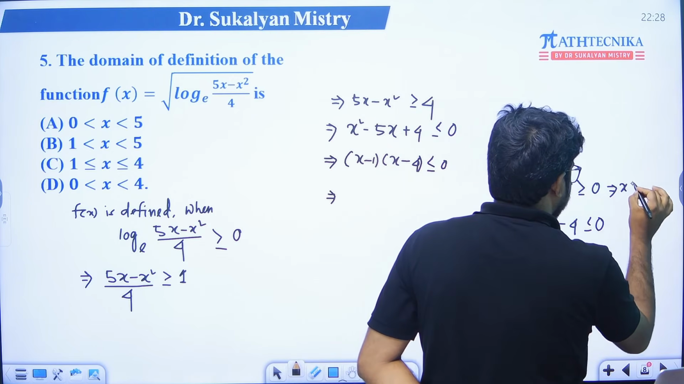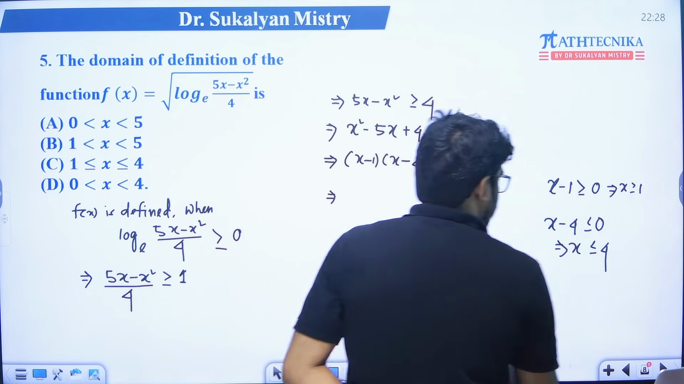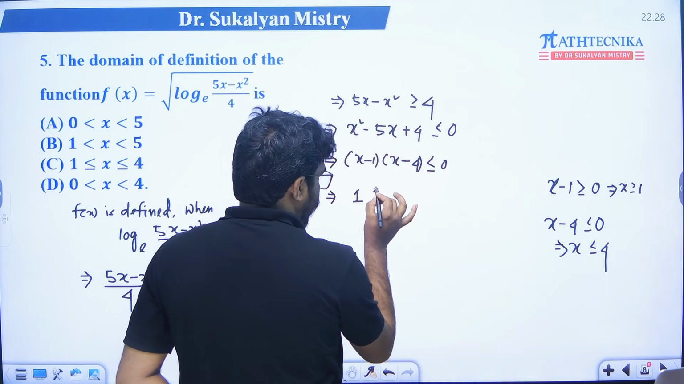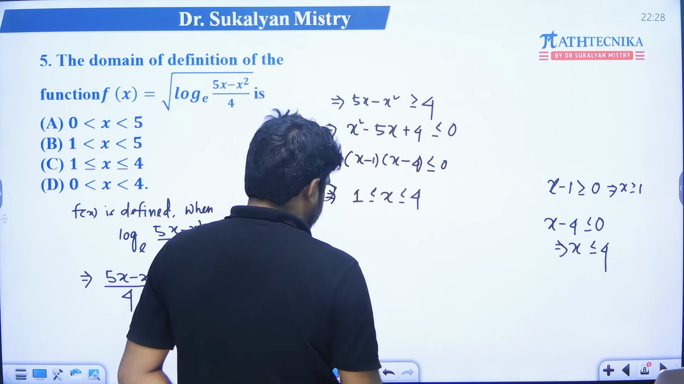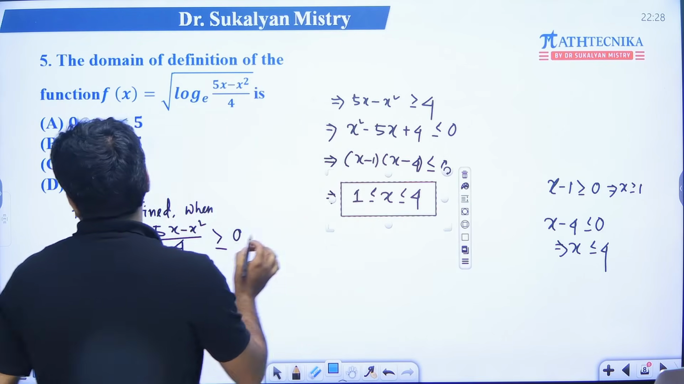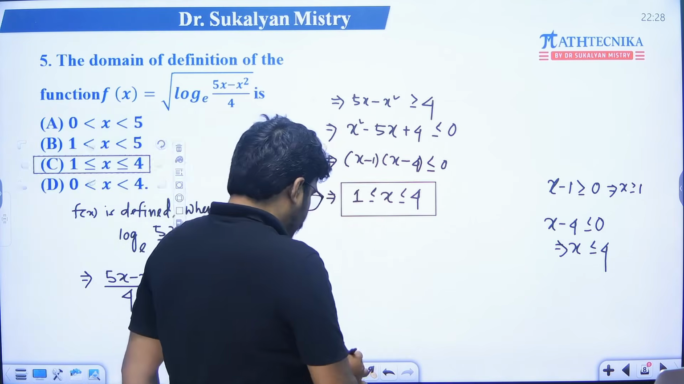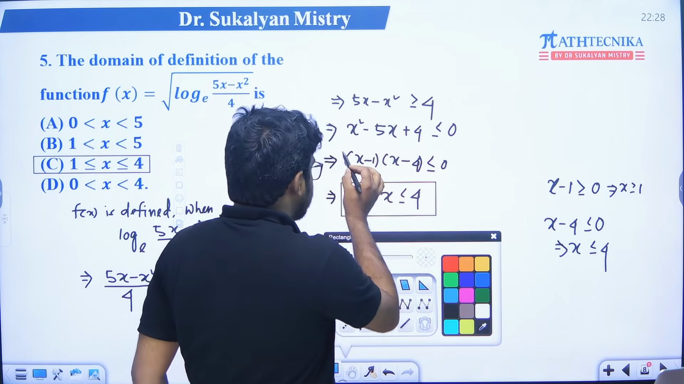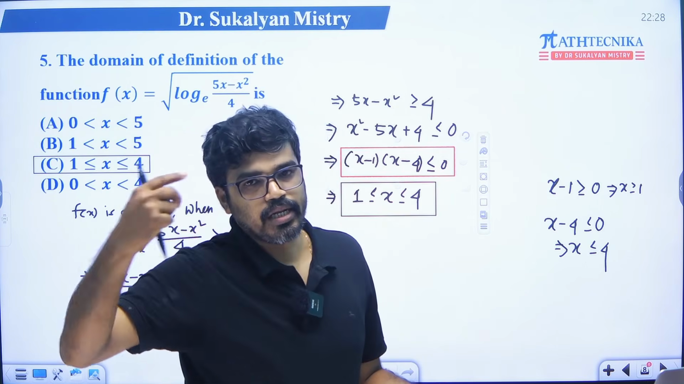So that is x is greater than or equal to 1, and from this x is less than or equal to 4. So the value of x lies between 1 less than or equal to x less than or equal to 4. So the range of x will be this, 1 less than or equal to x less than or equal to 4. Product of these two terms is negative, so one of them must be negative.